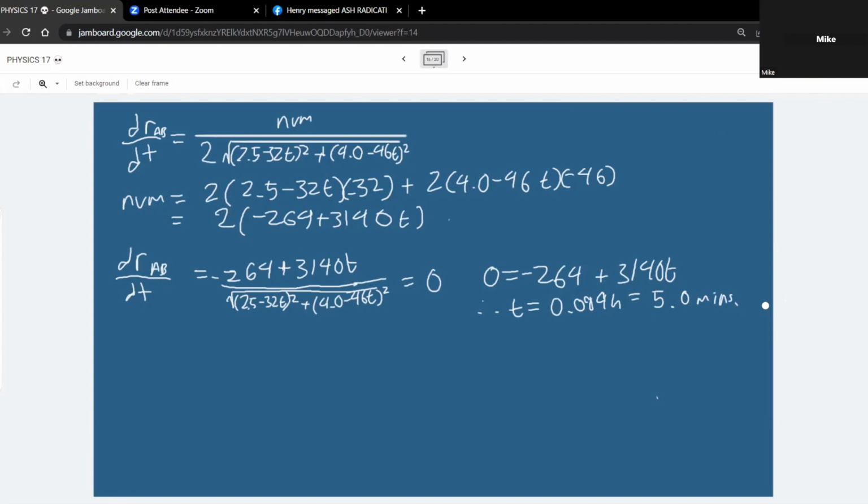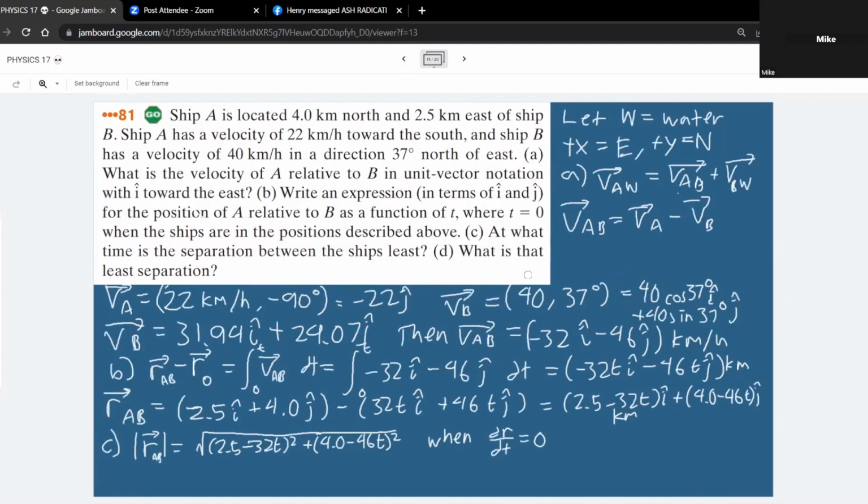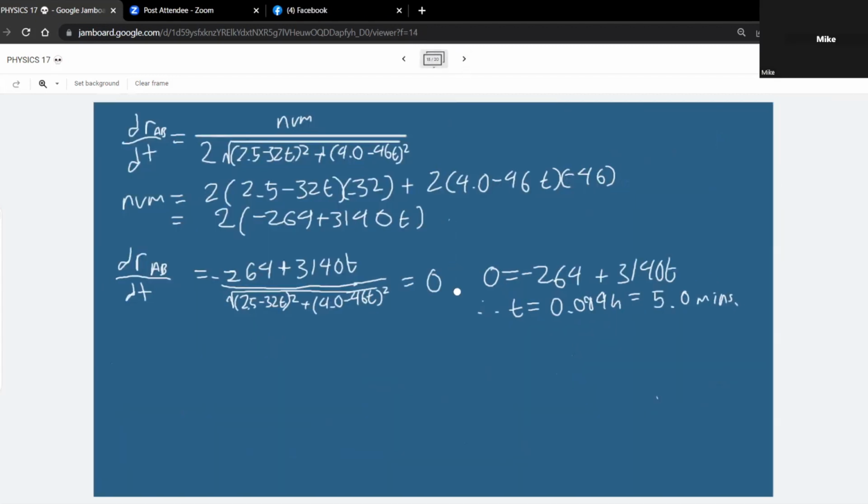Ano ba yung kailangan natin? So after this, so okay na yung 0.084. Ano yung least separation? So alam natin yung time. So plug it back in. So ano yung R sub AB? Okay, so R sub AB is this thing, mga combination. So evaluated at 0.084. Okay. So this one.